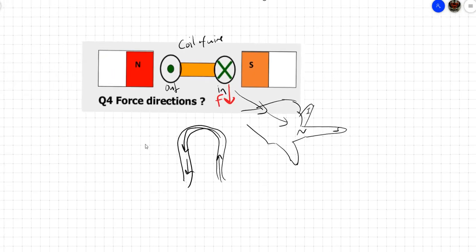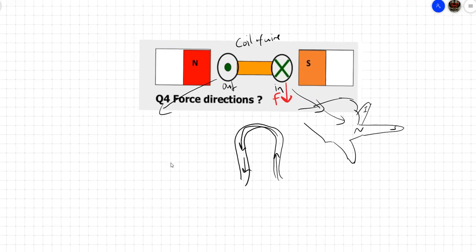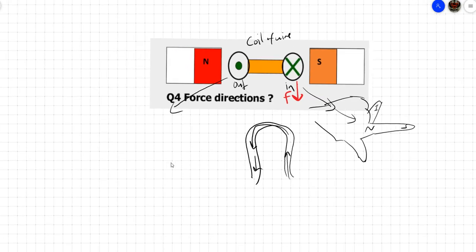Right, let's do it this way now. Let's do this one. North and south again. The current is pointing outwards, so I have the finger pointing outwards. Therefore the thumb points upwards. So the wire moves upwards.